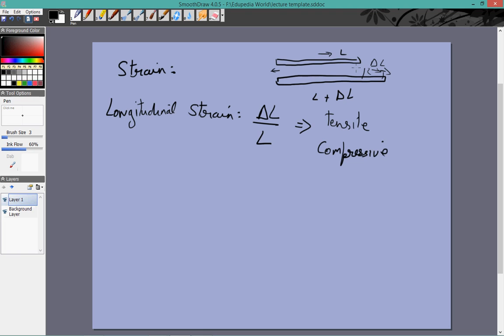Tensile strain is when we pull the object, so in that case delta L is greater than 0, and if delta L is less than 0, it is compressive strain. That means we actually push these two ends together such that the length becomes L minus delta L, or L plus delta L if delta L is negative. This is for longitudinal strain, which is seen whenever we apply longitudinal stress.